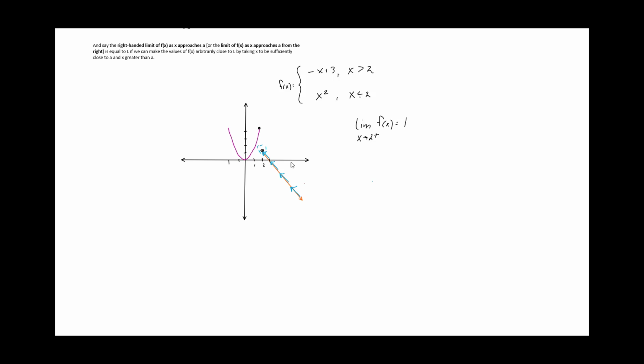We're approaching from the right, the first one I hit is this open dot right here. That's going to be my limit, 1. If I was approaching from the left, then my answer would be this value right here, 4. So that's an easy way to remember.